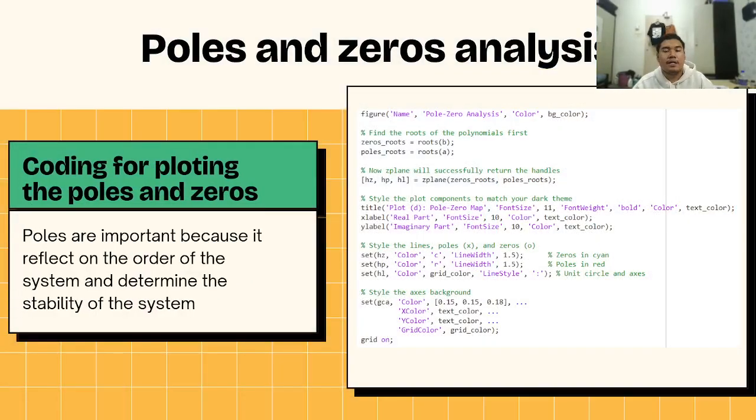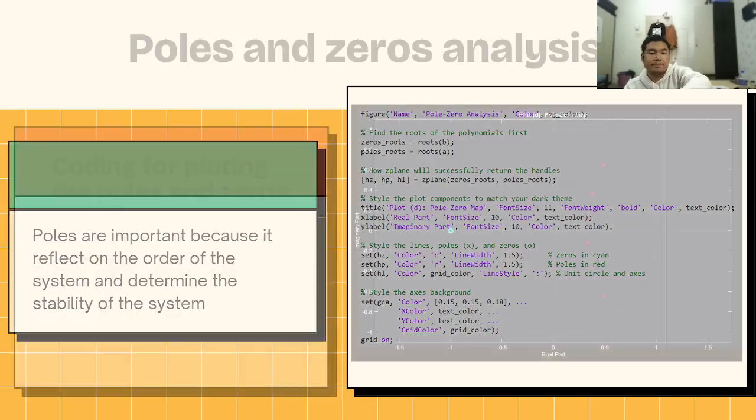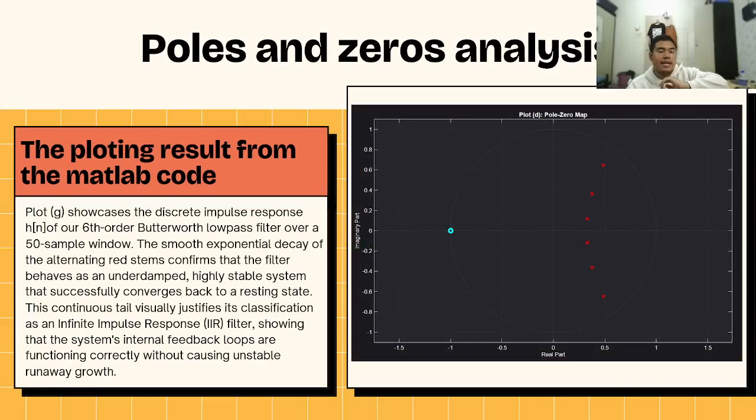Okay, so we do poles and zeros analysis to see the stability of the system. Based on the MATLAB code before, this is the plotting for the poles and zeros. The six X marks here show the sixth order of the system, and all the poles are inside a unit circle of 1, which indicates that the system is highly stable.